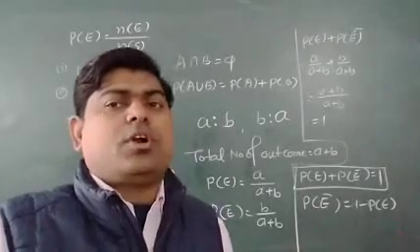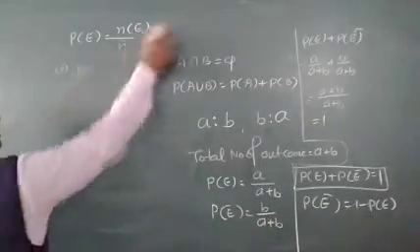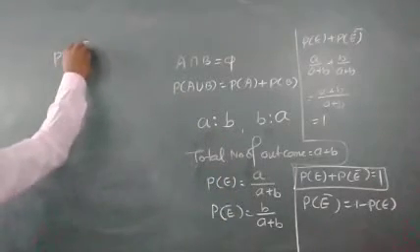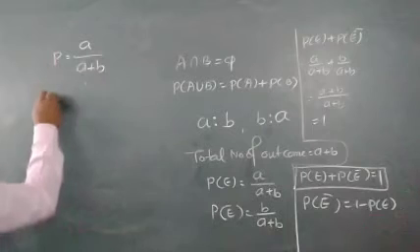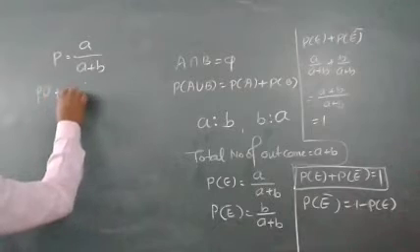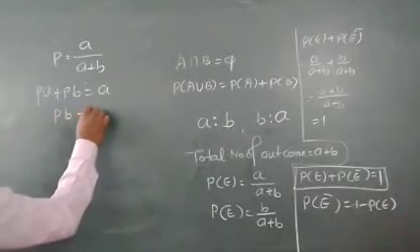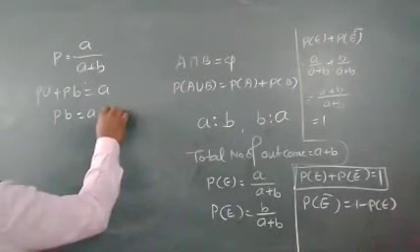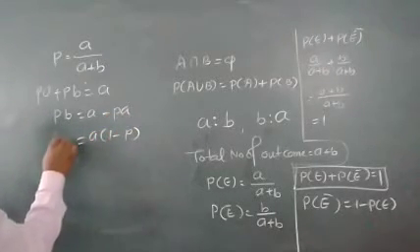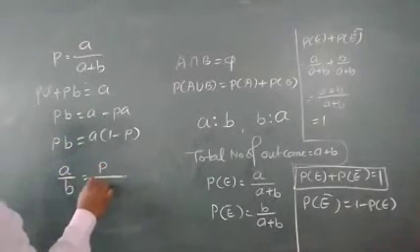And now one more thing I want to tell you. Suppose the probability P is equal to A upon A plus B. Simplifying, P(A) plus P(B) is equal to A, that is, PA plus PB equals A. If I transpose to this side, PB is equal to A minus PA. Taking A common, 1 minus P will be there, so PB equals A times (1 minus P). When I find A upon B, I get P upon 1 minus P.